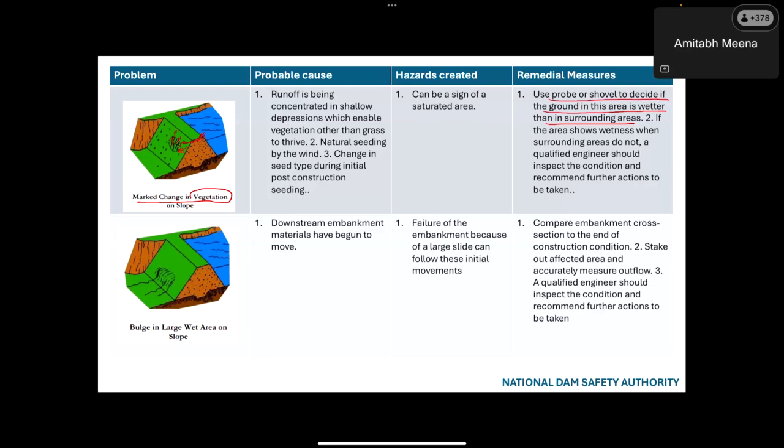So why are these called this? Runoff is being concentrated in shallow depressions which enable vegetation other than grass to thrive. Natural seeding by the wind. Sometimes it may be because of wind also. There may be some change in the seed type during initial post-construction seeding.